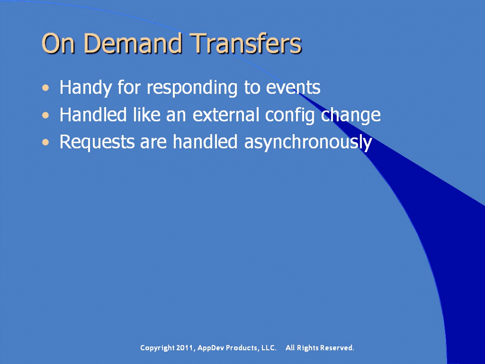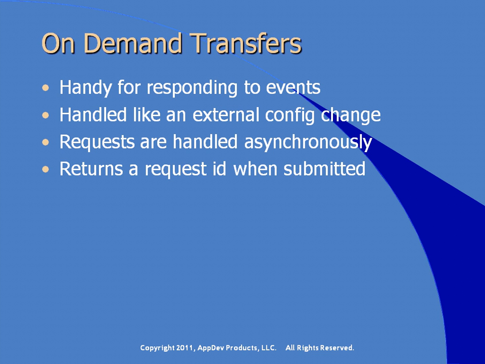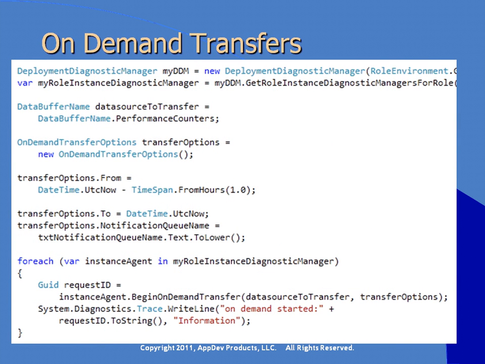So once a request is made, a request ID is returned so that you can track the progress and the status of the request. And if you need to, you can actually take the success report and report that success to a queue. So here's how you do that.